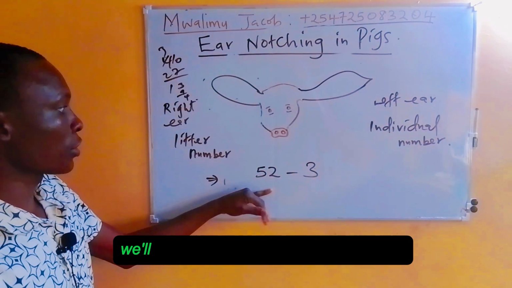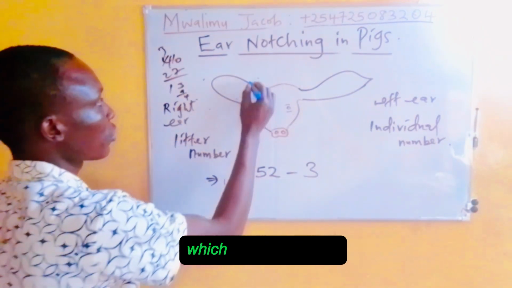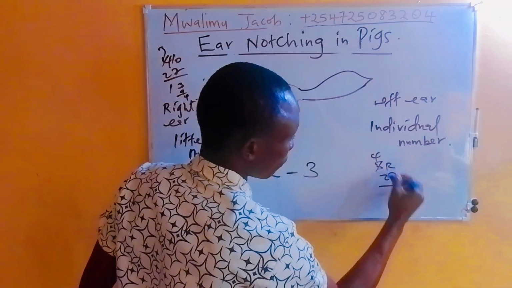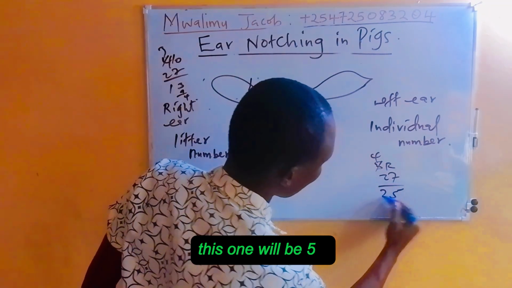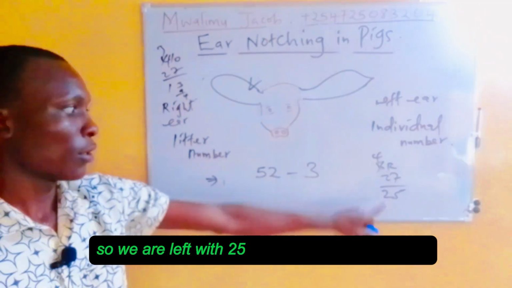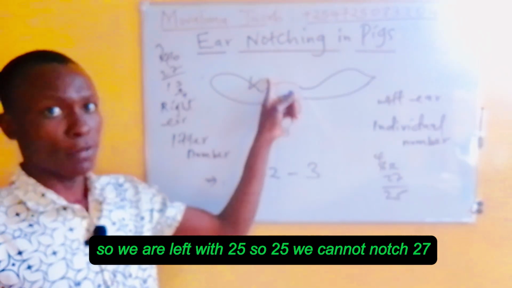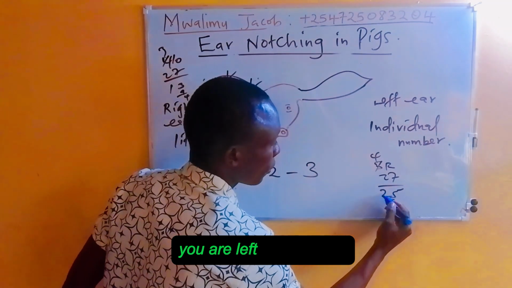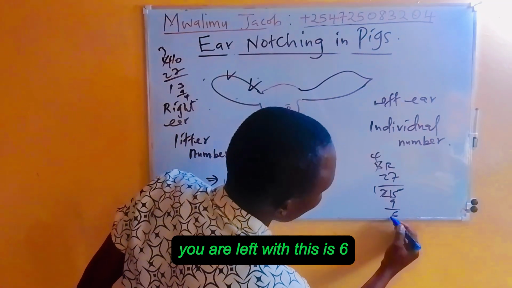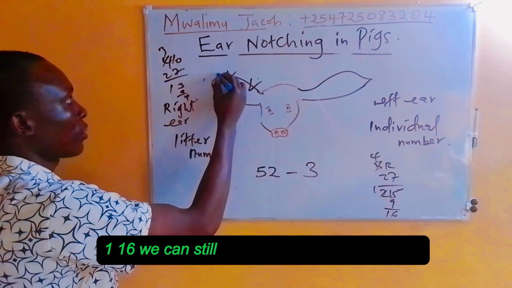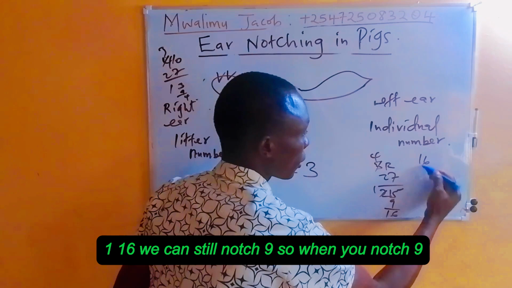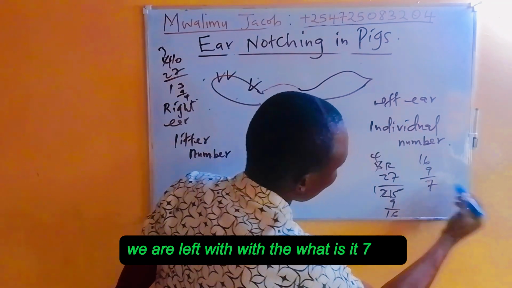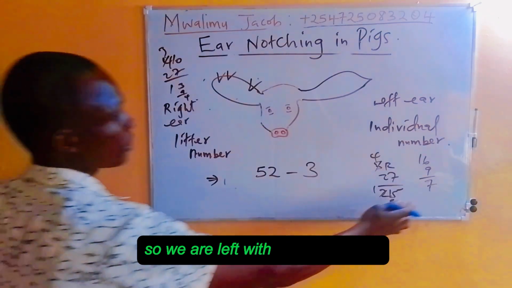So 52, we'll start with the highest possible notch, which is 27. So 52 minus 27, we are left with 25. So 25, we cannot notch 27, but we can notch 9. So when we notch 9, we are left with 16. We can still notch 9. So when we notch 9, we are left with the what? Is it 7? Yes, so we are left with 7.